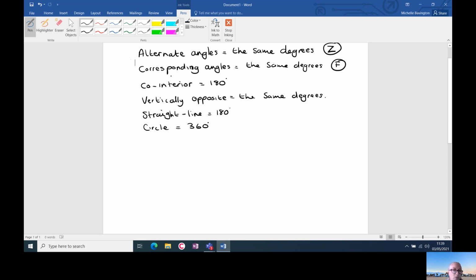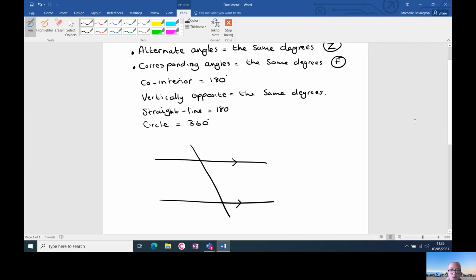What do they actually mean? Well, these two here are probably the most difficult, so let's have a look at them first. Always make things easy for yourself. That means parallel, and we'll have a line. You've probably seen this diagram loads.